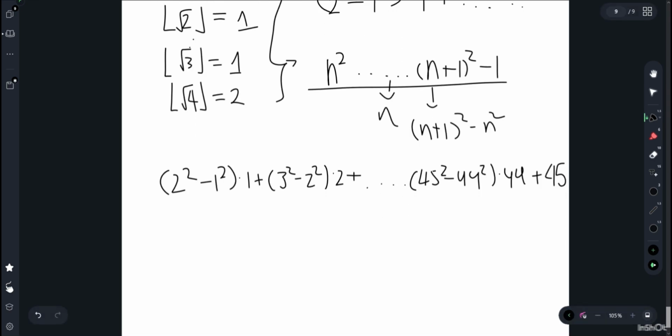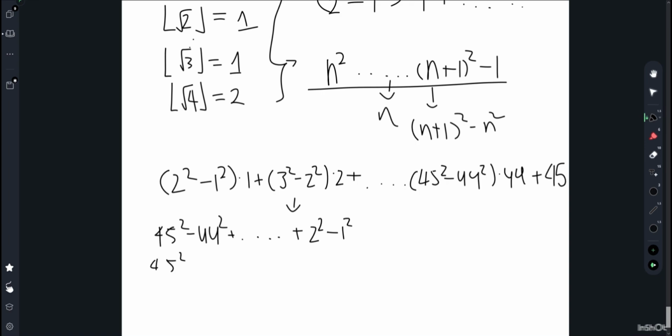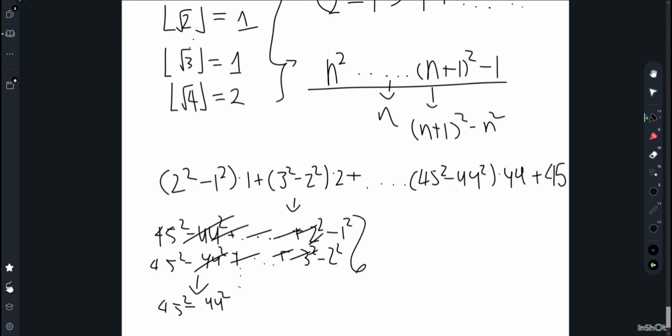Now how do we sum this? Let's break this down into many sequences. Our first sequence is 45 squared minus 44 squared plus all the way down plus 2 squared minus 1 squared. Our next sequence is 45 squared minus 44 squared plus all the way to plus 3 squared minus 2 squared. And then all the way down until 45 squared minus 44 squared. Now we notice that all of the squares cancel out except 1, and this continues for all of them down. Since there's 44 sequences here, this is 44 times 45 squared minus (1 squared plus 2 squared plus all the way to 44 squared).